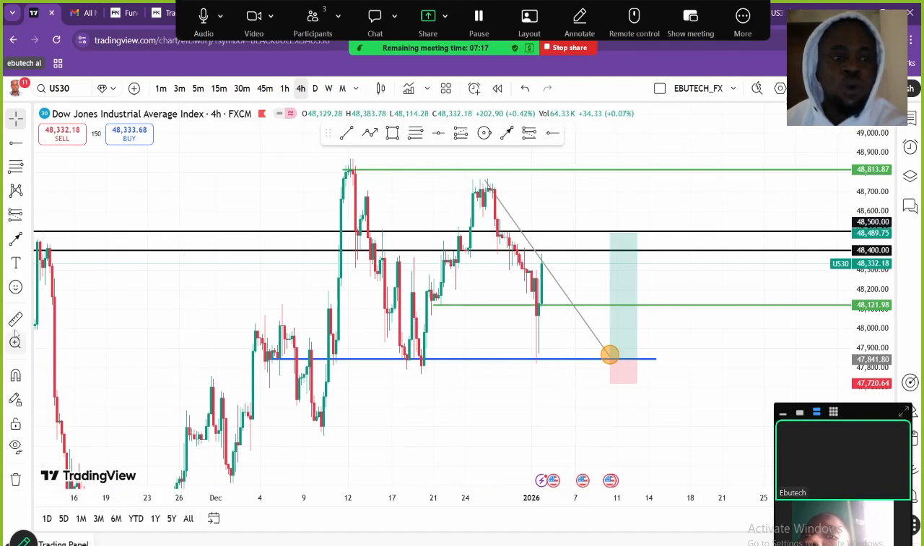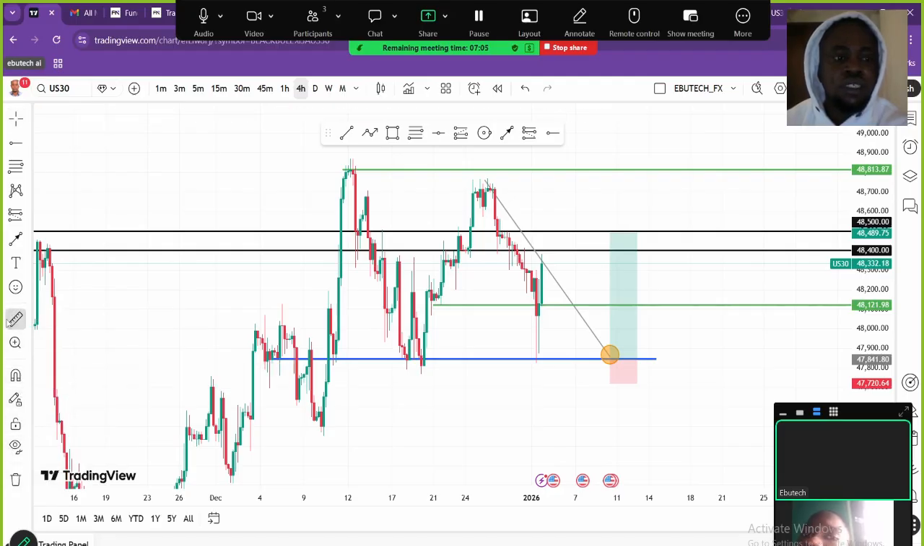Now we have the ruler. All these tools, in your leisure time, you still go through them. You still go through them. Then let me talk about this ruler. This ruler is for you to mark out the pips.